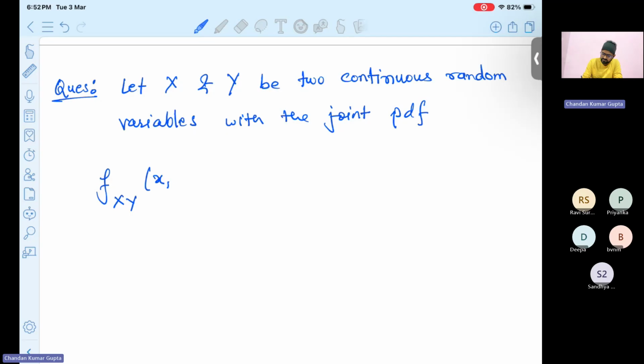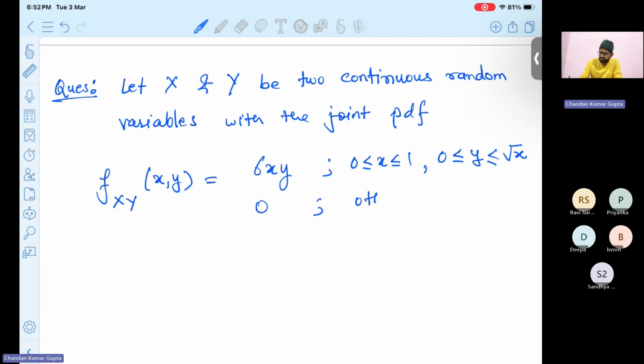f of x y, small x small y, is 6xy when x lies within 0 to 1 and y lies within 0 to root x, and 0 otherwise. Actually, this is the proper, standard format to write the distribution.